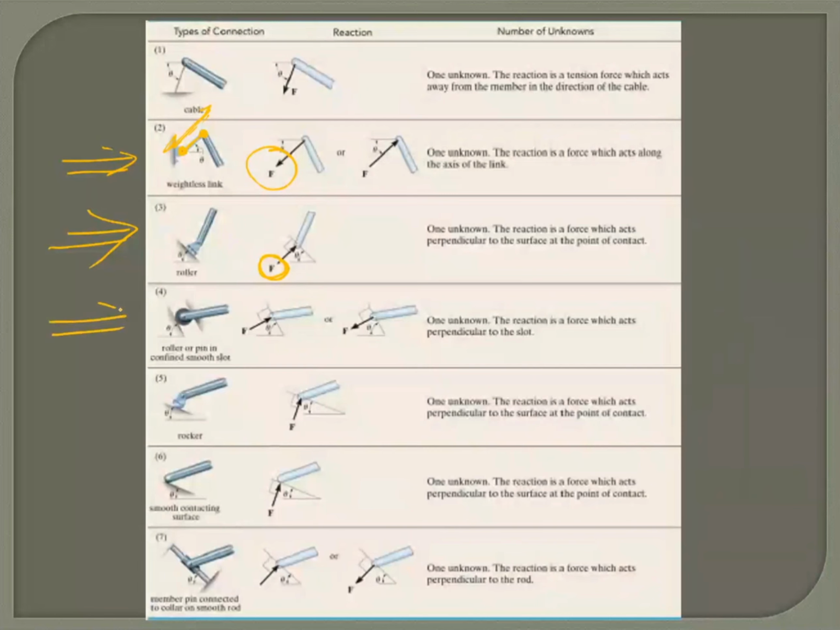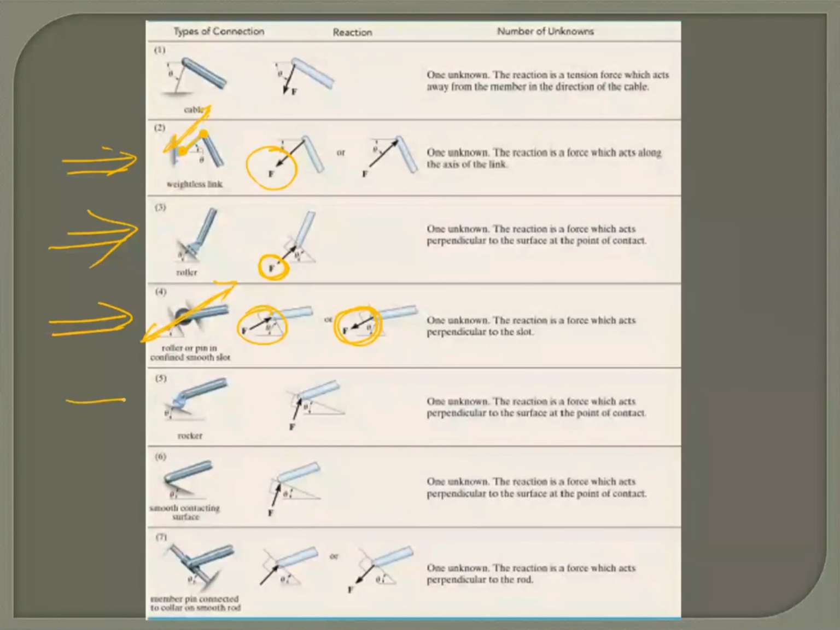Now I'm looking at this one. It's a roller that moves in the channel, so it can move in this direction. The rod is pivoted, so the rod can rotate. The only direction where the rod cannot move is perpendicular to it. So therefore, I will have a reactive force perpendicular.